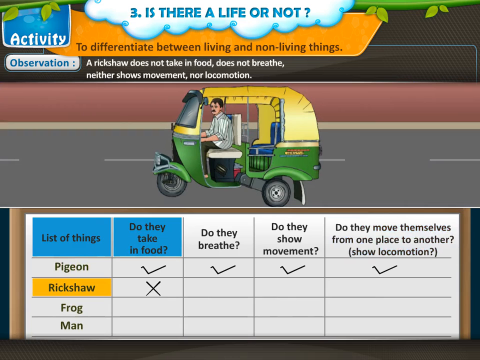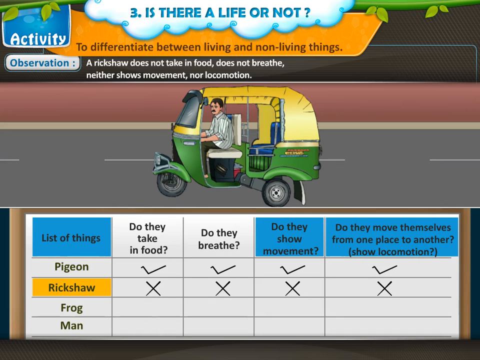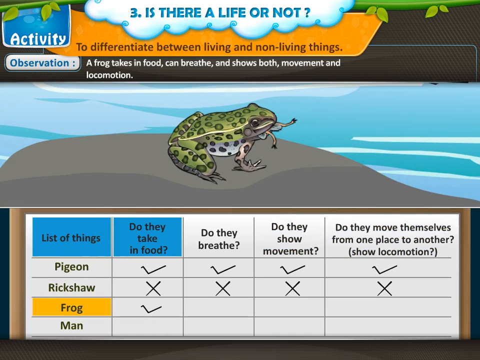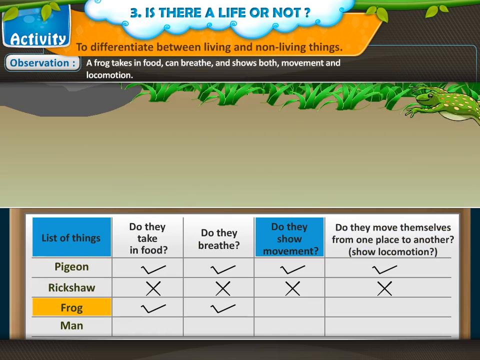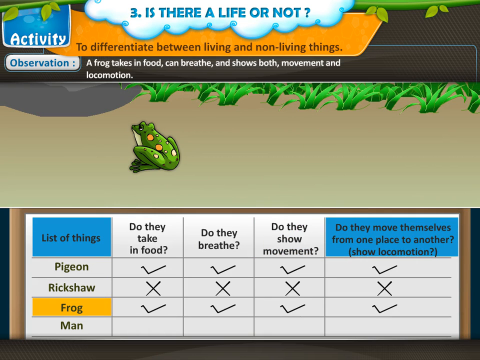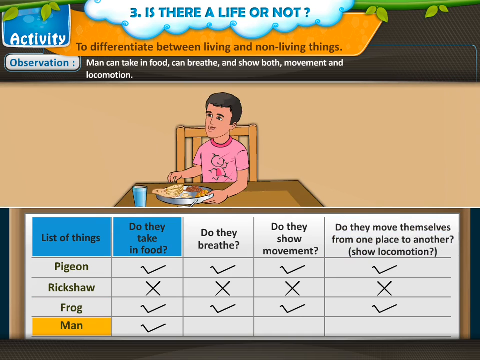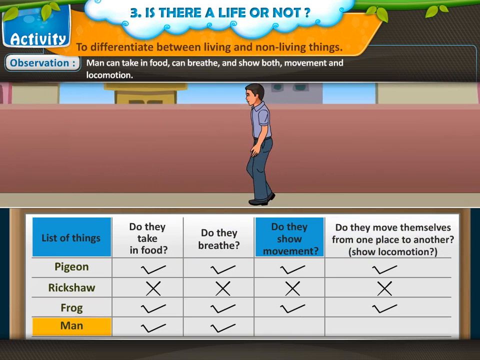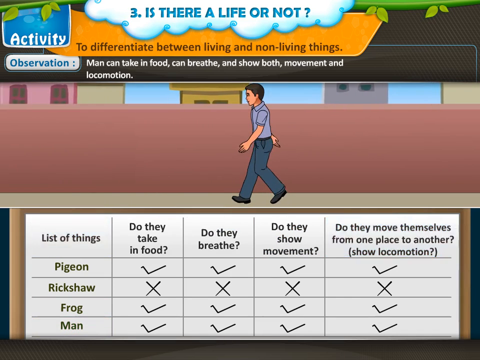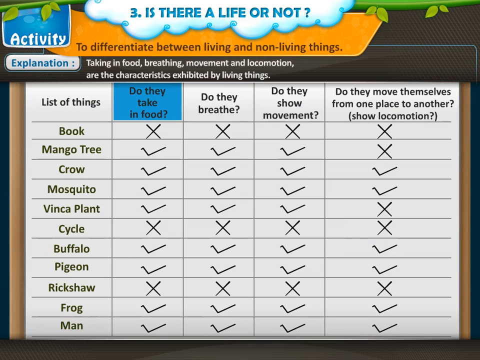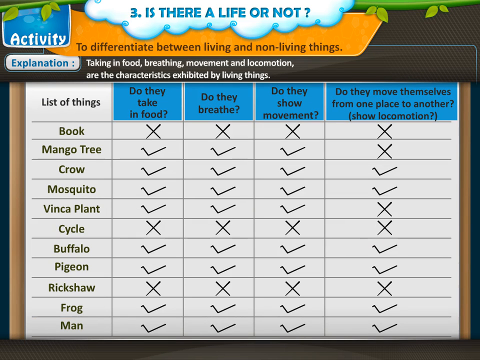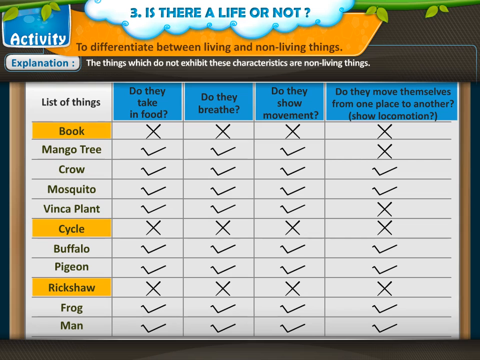A rickshaw does not take in food, does not breathe, neither shows movement nor locomotion. A frog takes in food, can breathe, and shows both movement and locomotion. Man can take in food, can breathe, and show both movement and locomotion. Explanation. Taking in food, breathing, movement, and locomotion are the characteristics exhibited by living things. The things which do not exhibit these characteristics are non-living things.